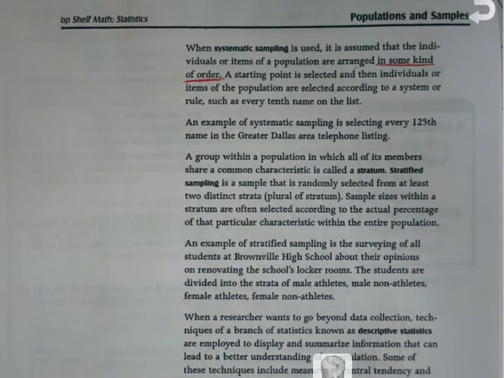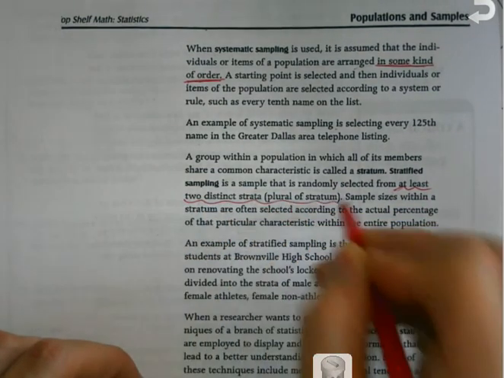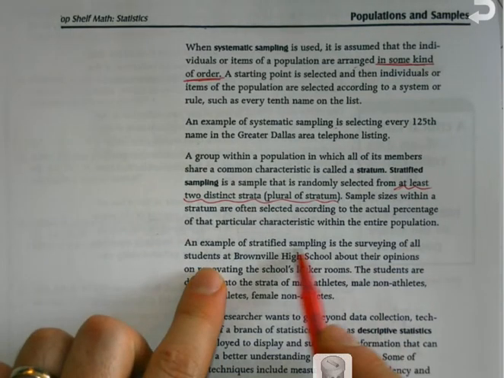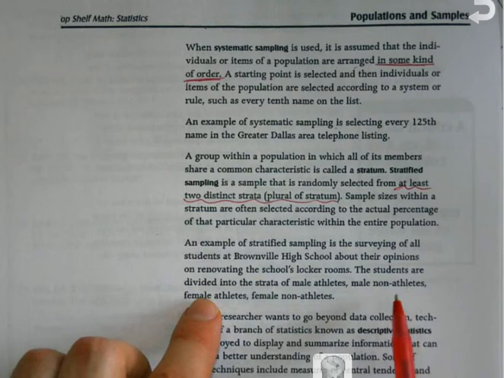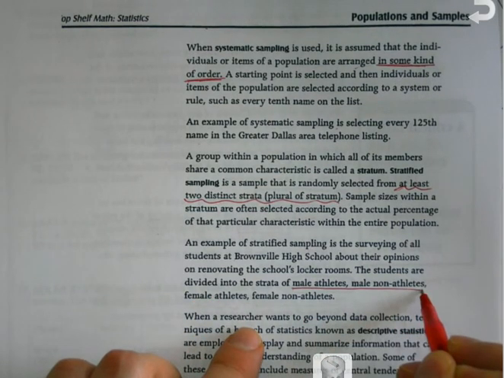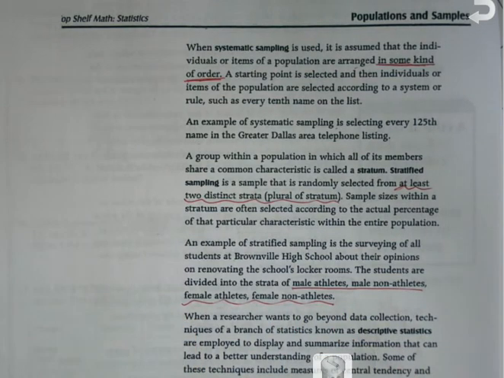And then our last one we're going to talk about, stratified sampling, means you're going to take groups and you're going to split them into separate groups themselves. So for instance, the example they want to use here, looking for a stratified sampling surveying of all students at the high school about their opinions. The students are divided into the strata of male athletes and non-athletes, female athletes and non-athletic females.